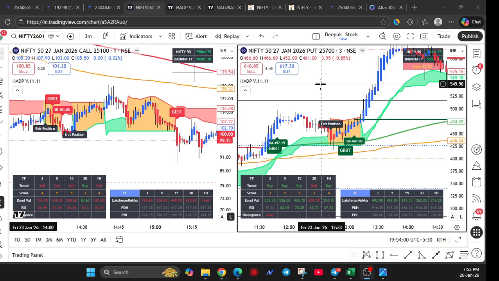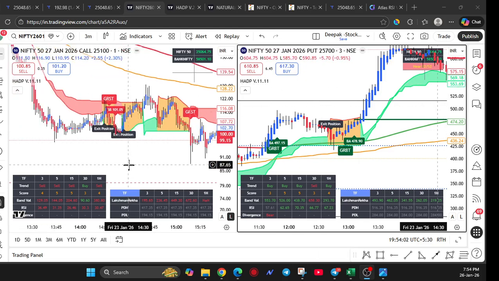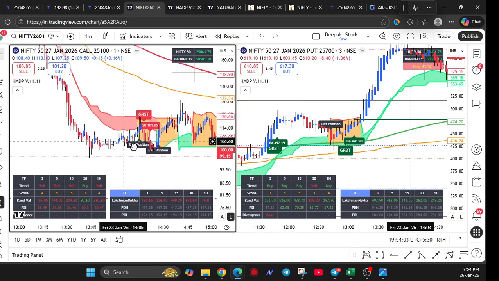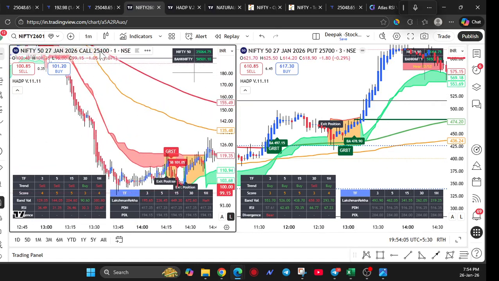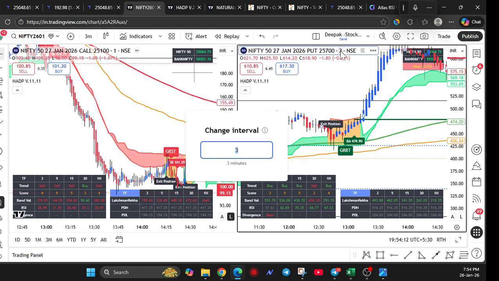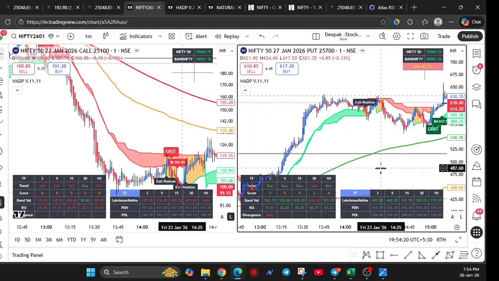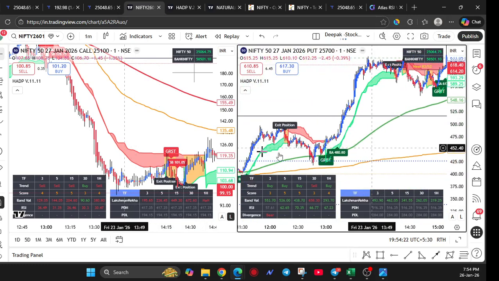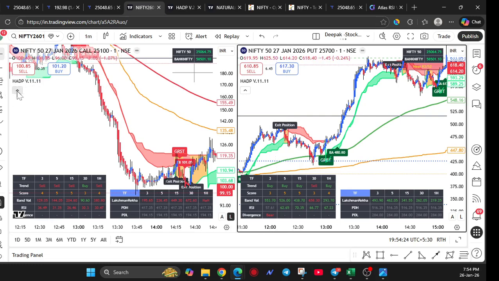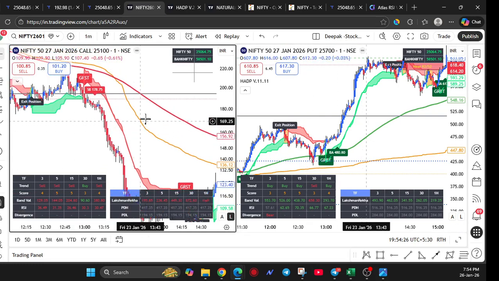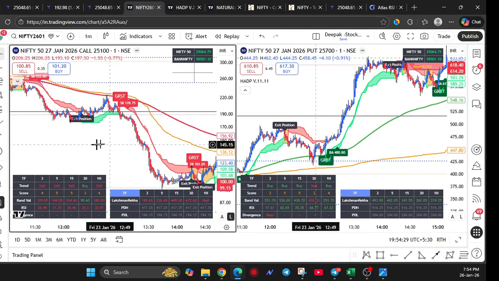Okay. Now we will start looking at how this works. Now we have the 25,100 call option on a 1 minute candle, and we also have a 25,700 put on a 1 minute candle. So I'm keeping 1 minute candle. If you want, you can use a 3 minutes candle to trade. That purely depends on you. Which time frame you want to trade is left to you.